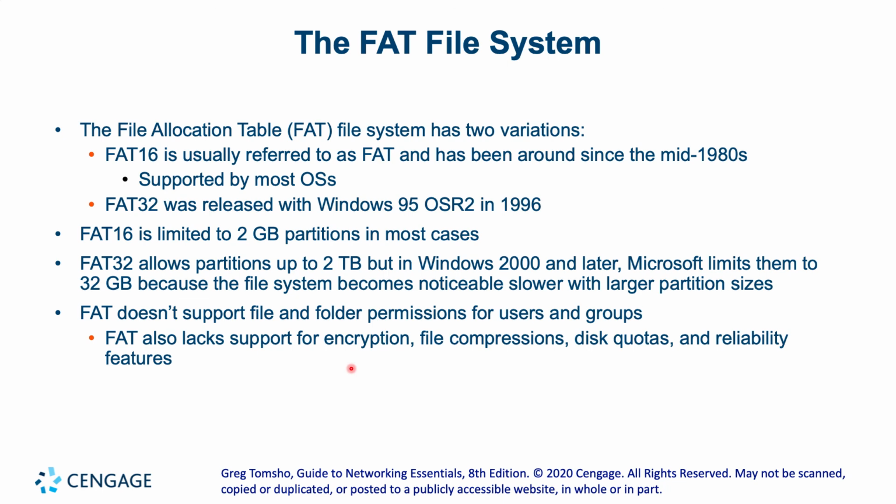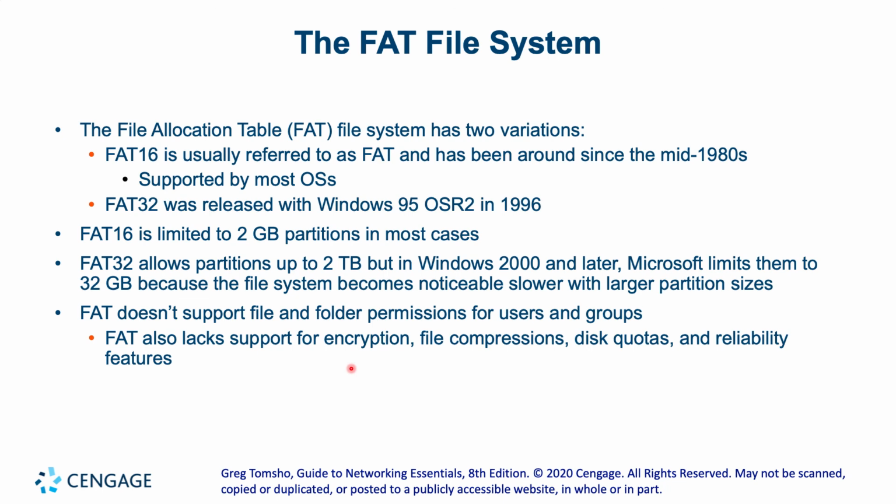FAT16 is limited to 2 gigabyte partitions. So you can see these new hard drives that are out now that are 4 terabytes, 5 terabytes. You can't use FAT16 on those. With FAT16, you would have to divide it up into 2 gigabyte partitions. So you would have a million drive letters if you wanted to do that. So it's an old technology, but we might still use it when we use digital cameras and stuff of that kind.